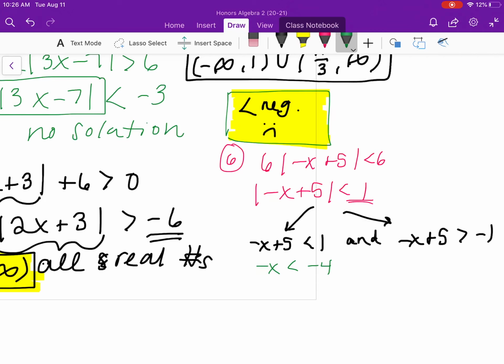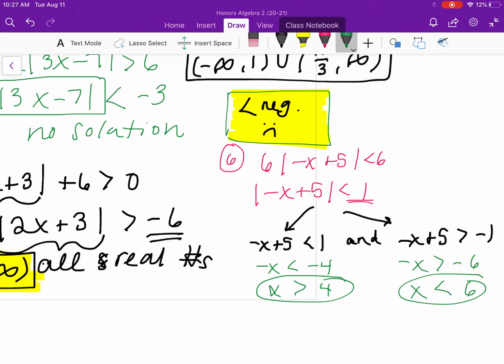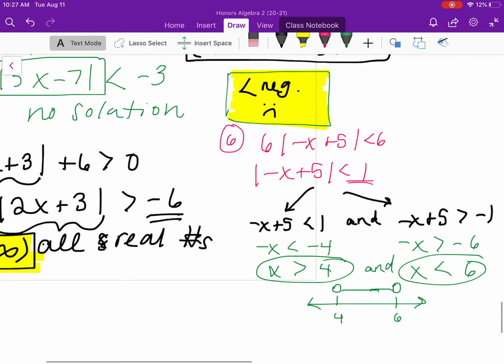So let's see, subtract 5, divide by negative 1, flip. So that's our first answer. Subtract 5, divide by negative 1, flip. And since this is a less than, it'll be an "and" problem. So x has to be greater than 4, open circle, and less than 6. So you're going to get it stuck right in between there. And then how do we write that in interval notation? Well, it's pretty easy. It's just 4 to 6. And you are all done.